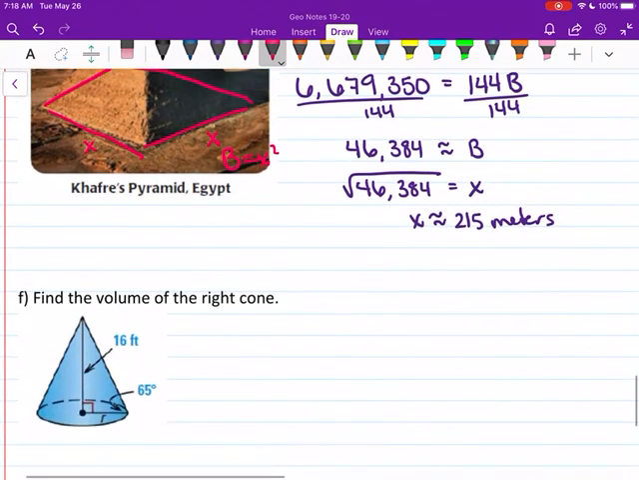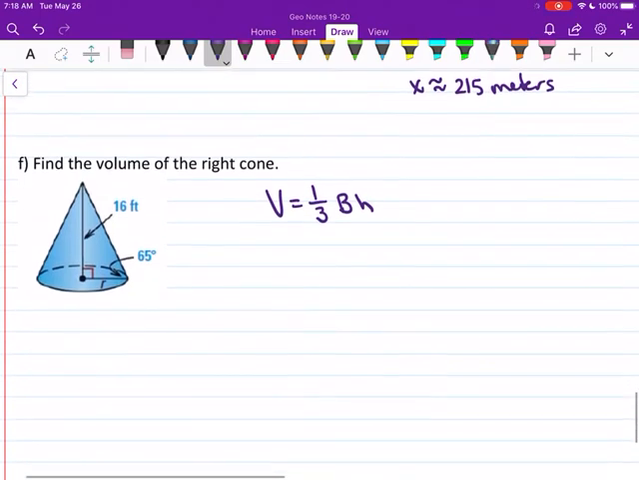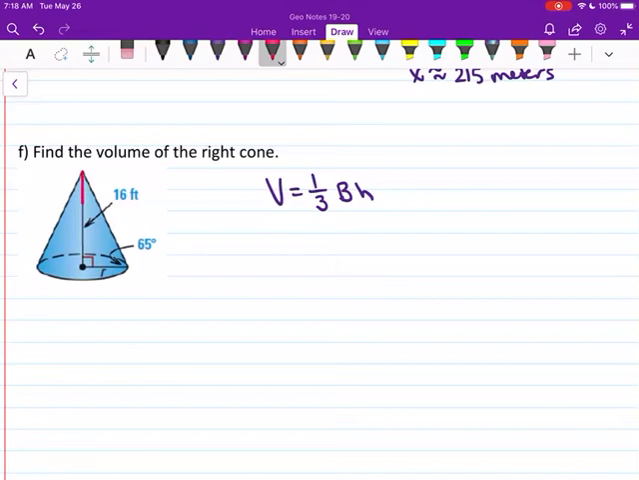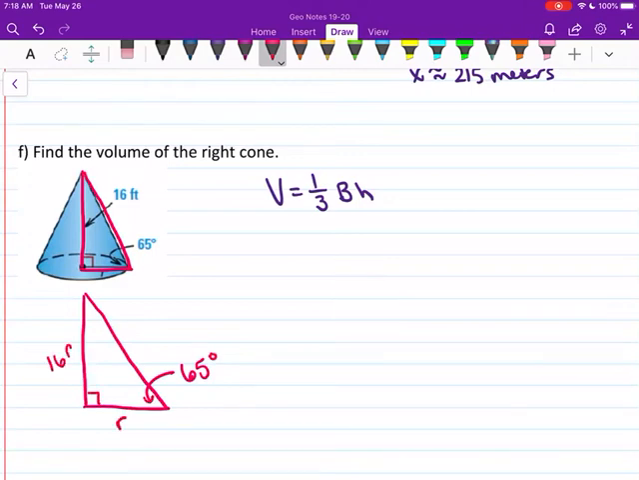Okay, next, find the volume of the right cone. So back to our good old volume formula for cones and pyramids, remember, is 1/3 times the area of the base times the height. Okay, so let's look at this. Oh no, they don't give us the radius. Uh-oh. Let's see what we've got to do. So they give me this length here, and they give me that the angle between my lateral side and my radius is 65 degrees. So I get a nice little right triangle. So I have 65 degrees, I have a length here, I want the radius, and I know the height is 16 feet.